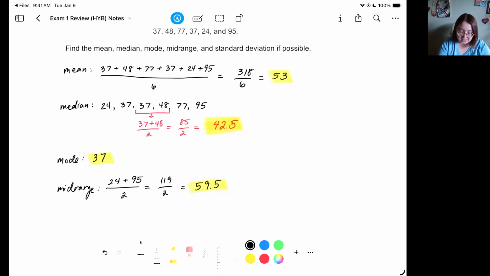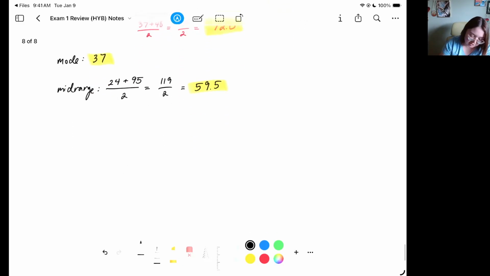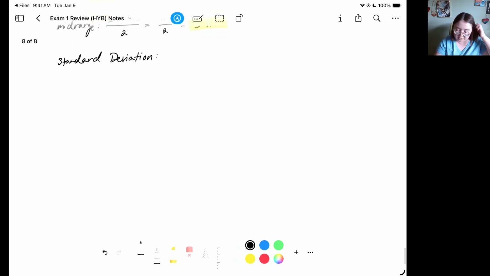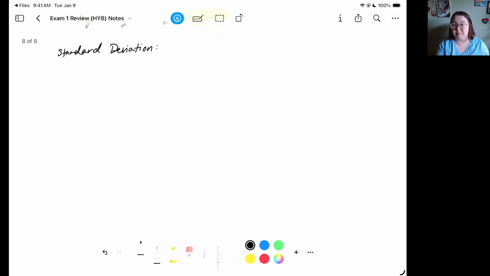All right. So the last thing we're going to do is standard deviation. And standard deviation is a long one to calculate. But we're going to go ahead and do it. So for standard deviation, there's a list of steps. I would encourage you to go back to the section where we learned standard deviation and look over those steps if you do not remember them.